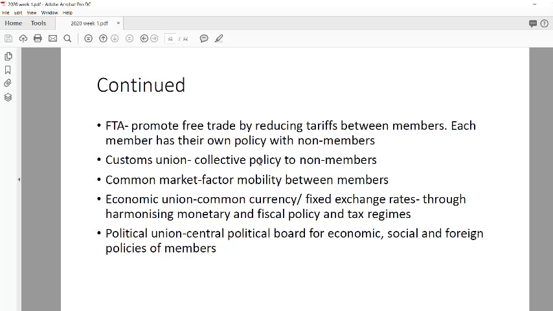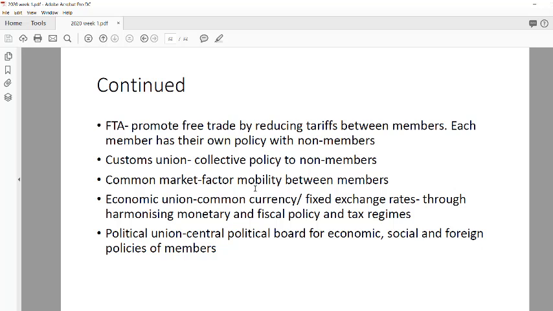With a customs union, what it means is we still have the free trade agreement, but now we have a collective policy toward non-members. All those who are not part of our agreement, we have the same tariffs we set against all those countries, or the same policy in terms of trade against all these non-members. A common market would entail having a customs union and a free trade agreement.